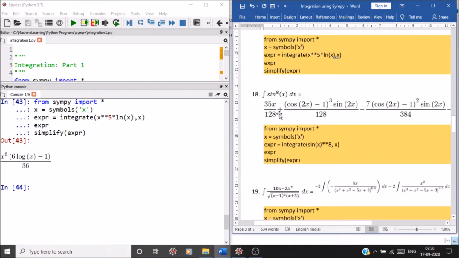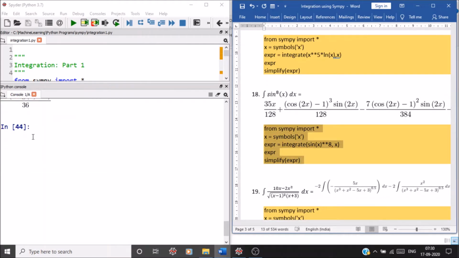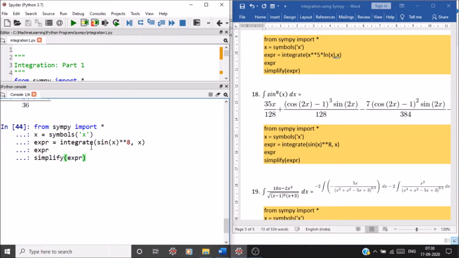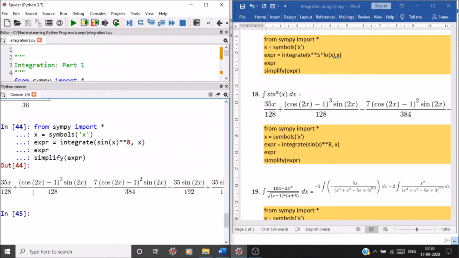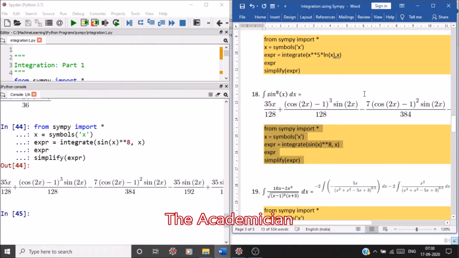Next is integration of sine to the power 8 x dx. Okay, so you can see how usually we can execute it in SymPy. So x is a symbol, integrate sine x to the power 8. Okay, so we can see the expression, we can see the result. So the result is, this is a huge result. Okay, it's a big size. So this is the result.